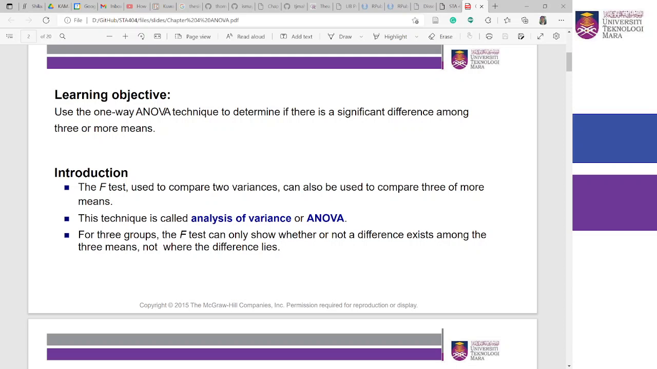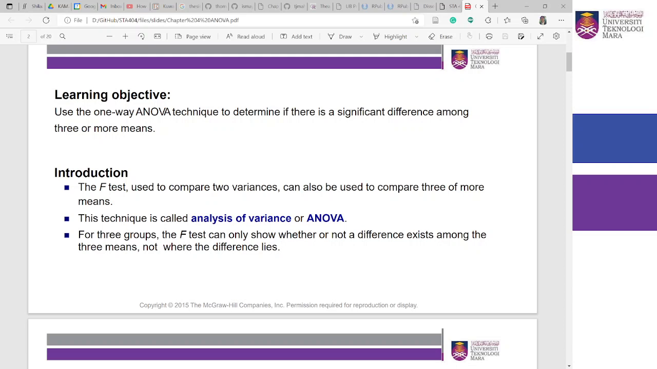Tetapi kalau katakan dia lebih daripada 2, 3 ke atas, that means you cannot use t-test, then you have to use ANOVA. The F-test is used to compare. Sometimes we call this an F-test, because when we talk about ANOVA, kalau t-test tu kita refer to T distribution tables. But for ANOVA, we refer to the F distribution tables. Kita ada F distribution table.